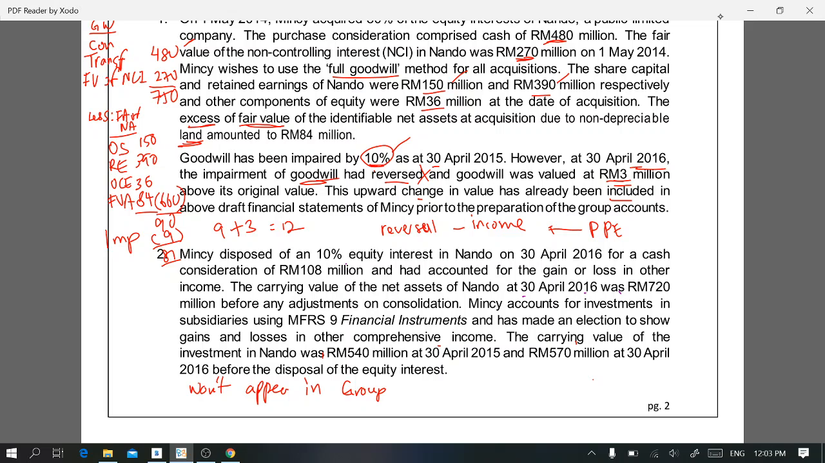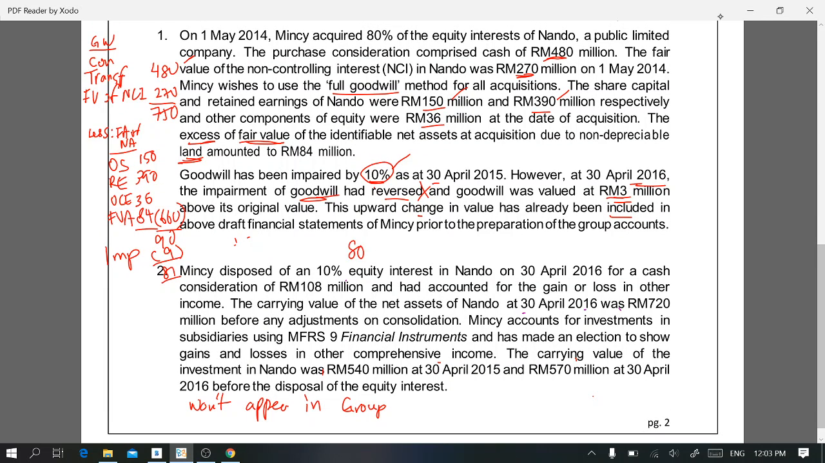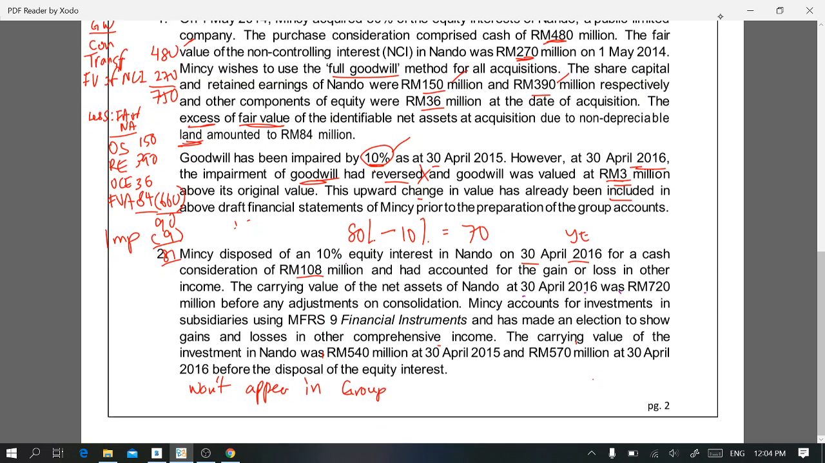Note number 2. Mincy disposed of 10% equity in Nando. Original is 80% and sold off 10%, left with 70% on 30th April, which is at year end, for cash consideration of 108, and accounted for the gain or loss in other income. So sell 10%, accounted for the gain or loss in other income. This is a change with no crossing of accounting boundaries.